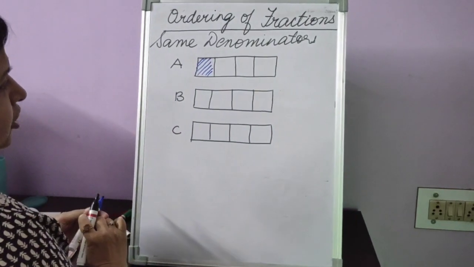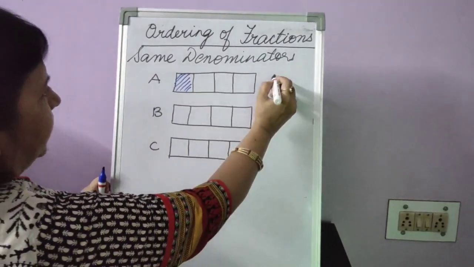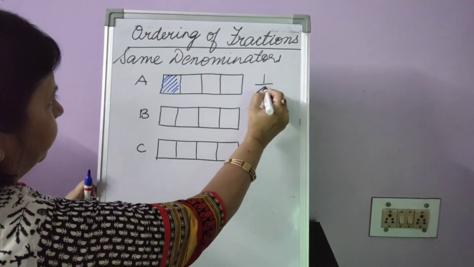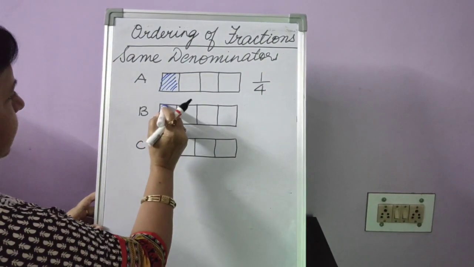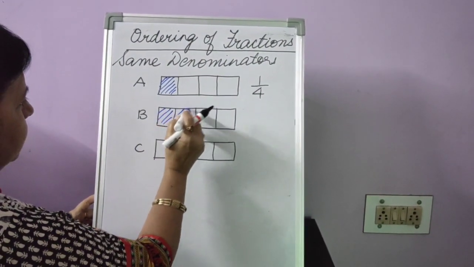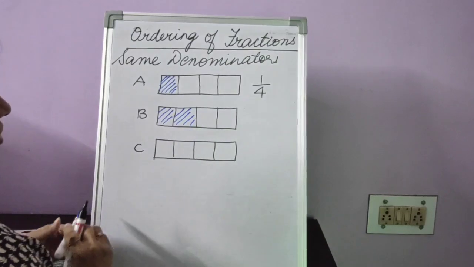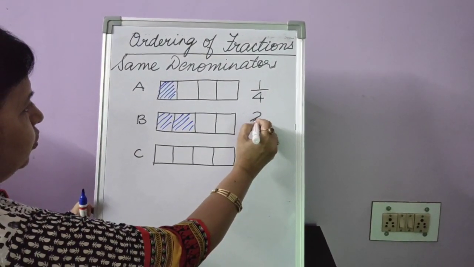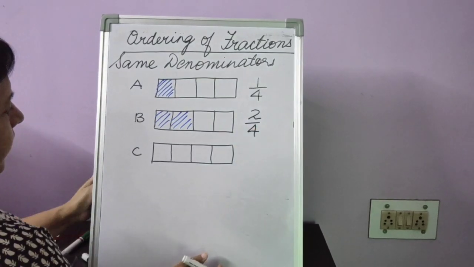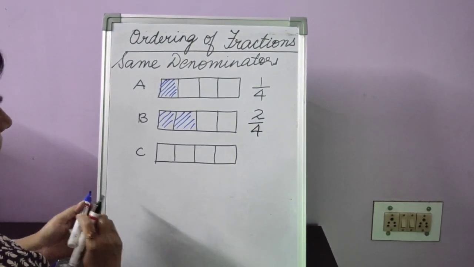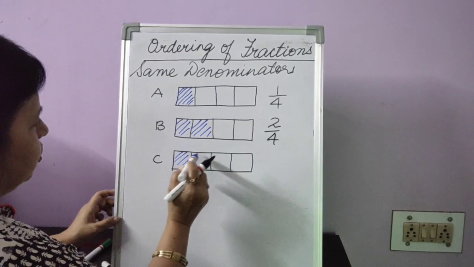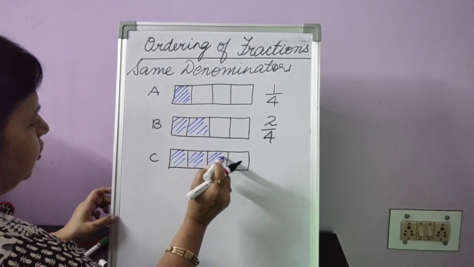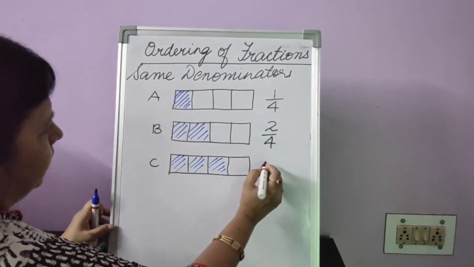Now, A has eaten this much chocolate. So, what will be the fraction that A has eaten? A has eaten 1 upon 4. B has eaten this much chocolate. So what is the fraction of chocolate eaten by B? It is 2 upon 4. And C has eaten this much chocolate. So what is the fraction of chocolate eaten by C?